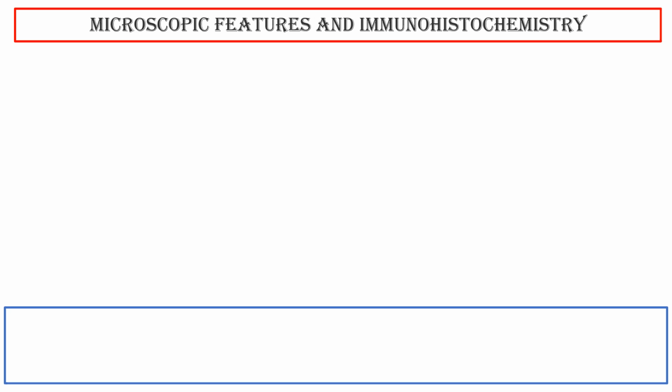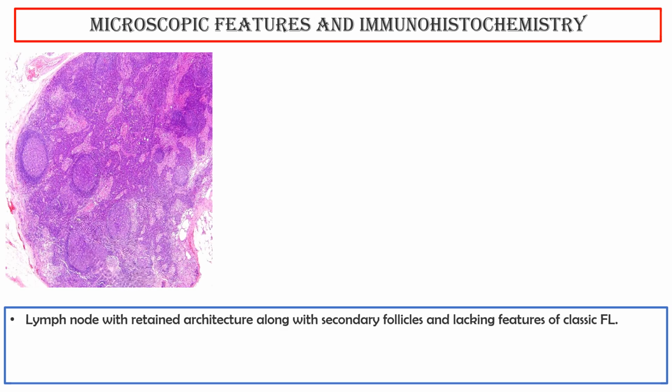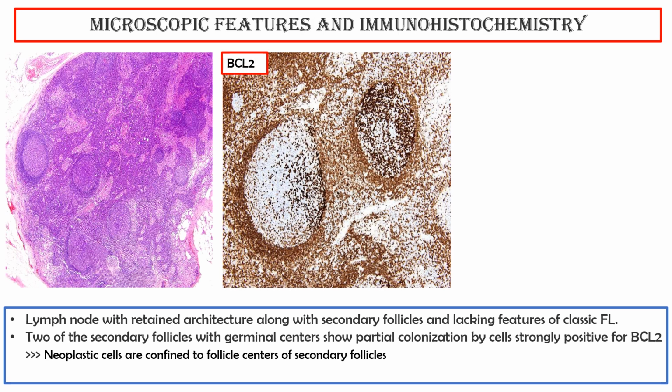Microscopic features and immunohistochemistry. Lymph node with retained architecture along with secondary follicles and lacking features of classic follicular lymphoma. Two of the secondary follicles with germinal centers show partial colonization by cells strongly positive for BCL2. Neoplastic cells are confined to follicle centers of secondary follicles.